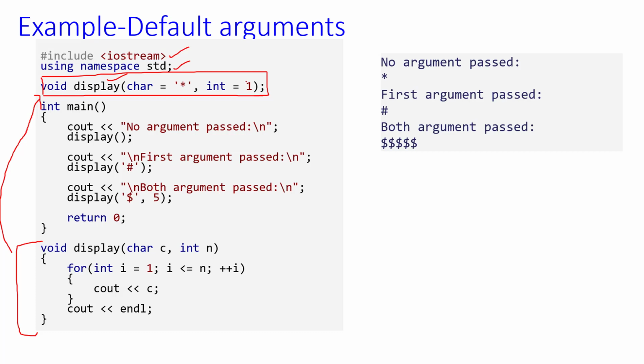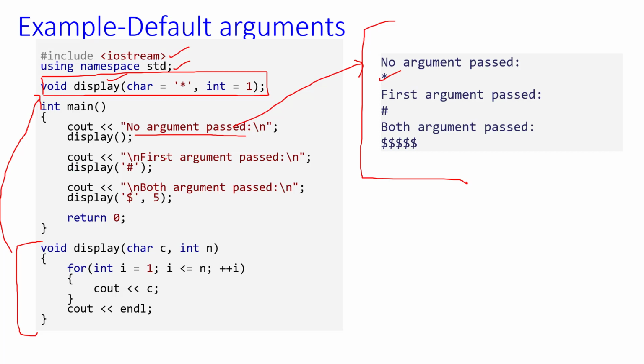But this is the explanation. Now, int main, curly bracket, cout "No argument passed". So this is actually the output part. You can just compare with this. "No argument passed", so directly this will be typed here. Then display(). So when the display comes, you can clearly see that no argument is passed. This is the case of the first one. No argument is passed.